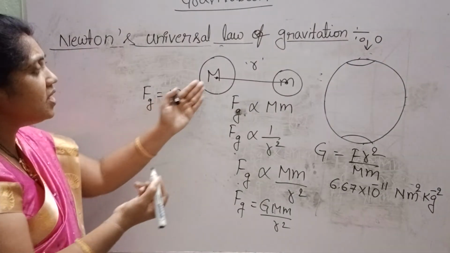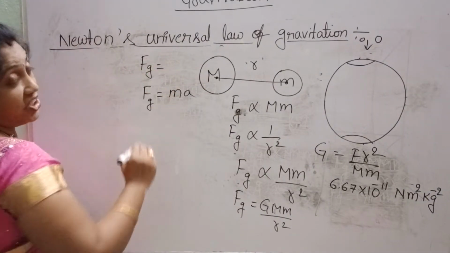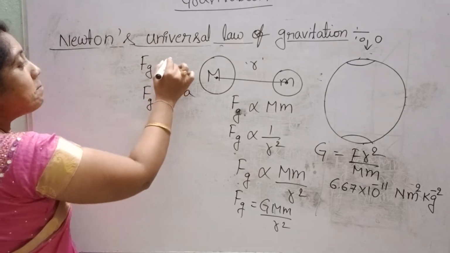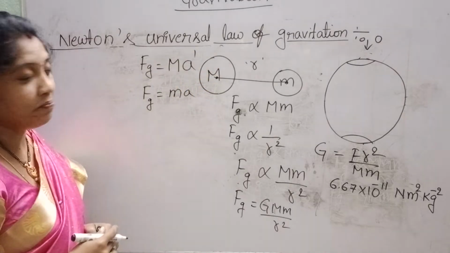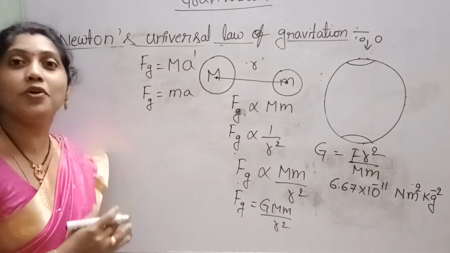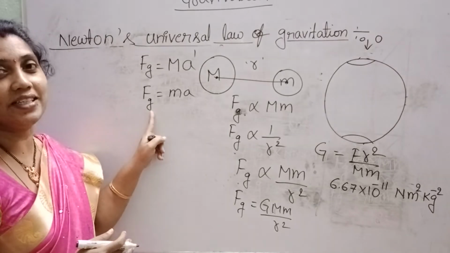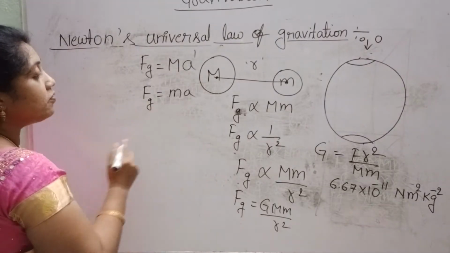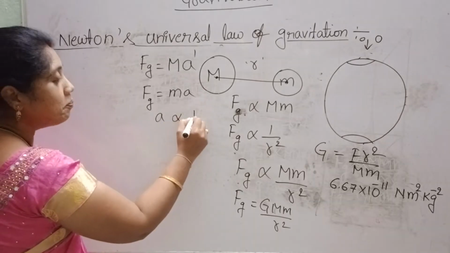And for the first body also, the gravitational force of attraction is constant. Mass m, acceleration, let it be a dash. Now from this relation, it is very clear to us which one is constant here. Gravitational force of attraction is constant. So by using this relation, we write a is inversely proportional to mass.